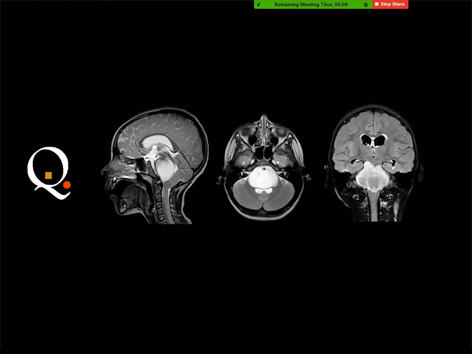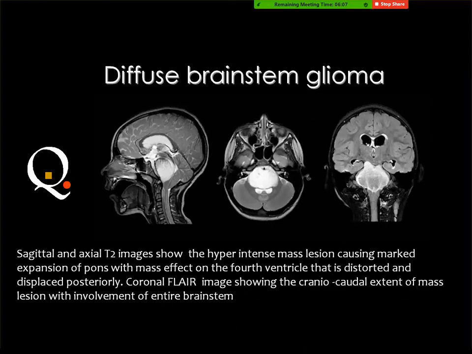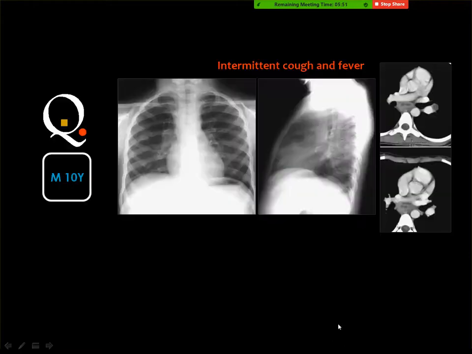Mid-periodic glioma. Yes, and this is brainstem glioma. You have flattening of the fourth ventricle, expansion of the pons, and exophytic extension of the tumor surrounding the basilar artery, which is one of the classic criteria of the glioma.